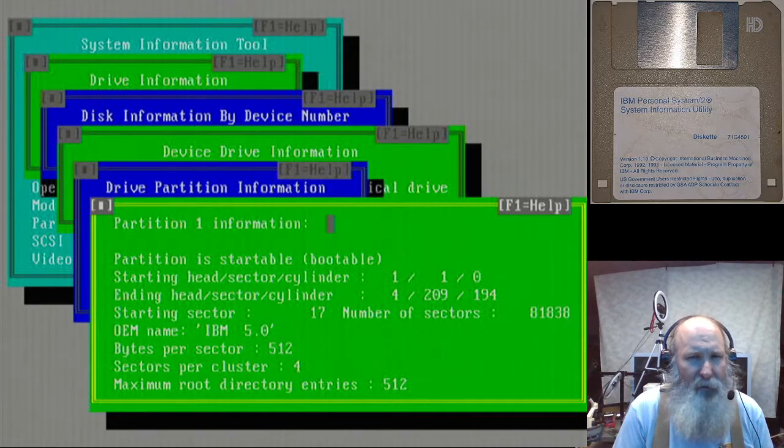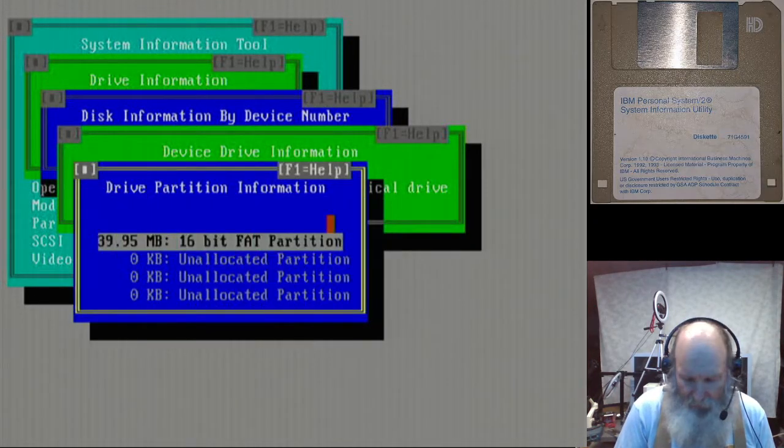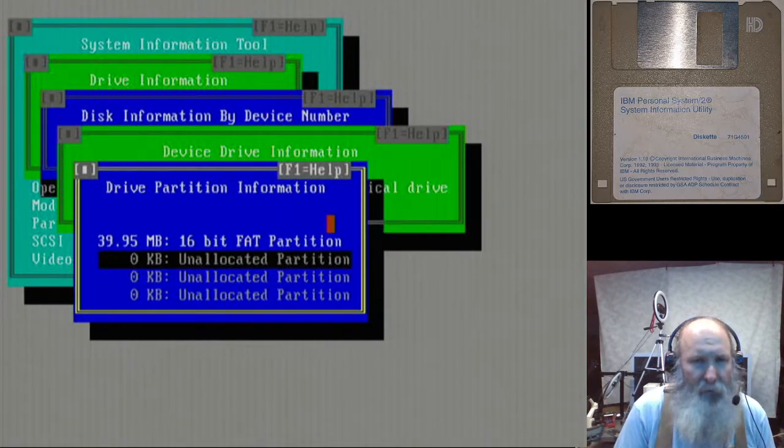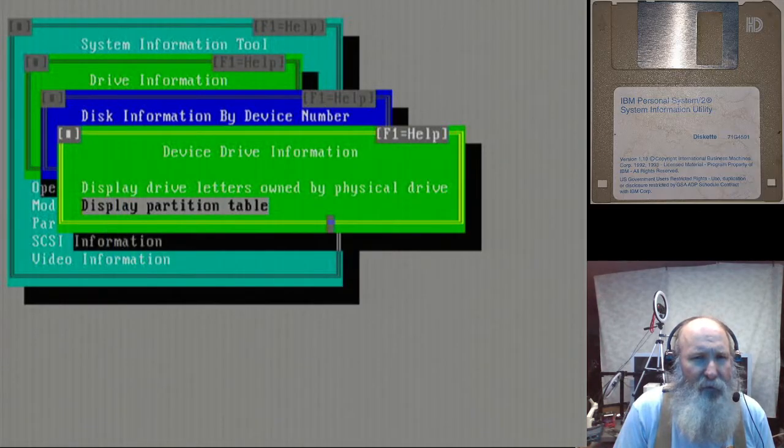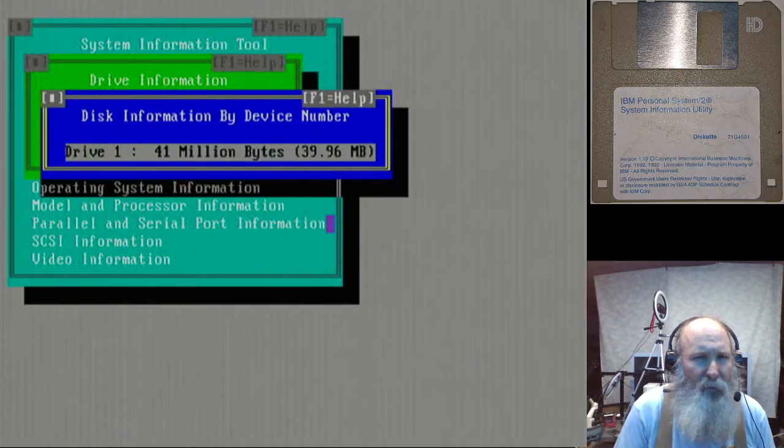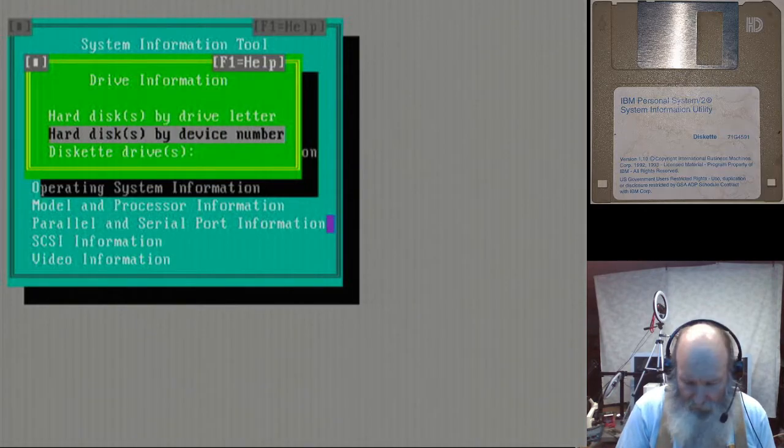Okay, and we see that partition table gives a little bit of detail on the hard drive that we have here. And again, we see those unallocated partitions, 0 KB in size. I don't know why that displays them that way.